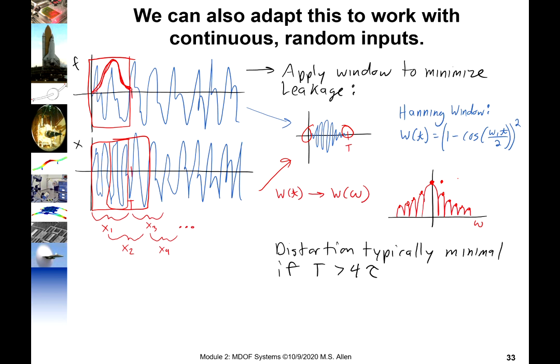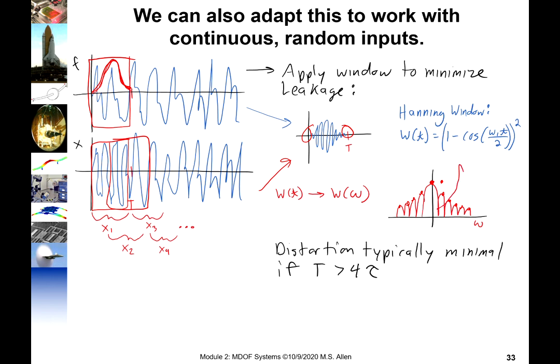So that's something that we have to watch out for. What's nice is that if we have a long enough time window relative to the time constant in the system, that distortion will usually be small. And why is it that the time constant matters?